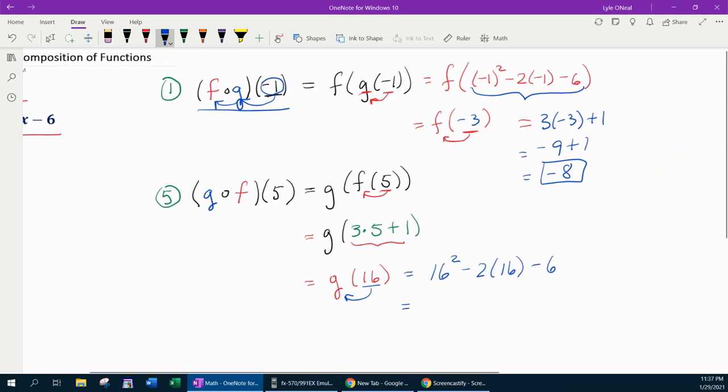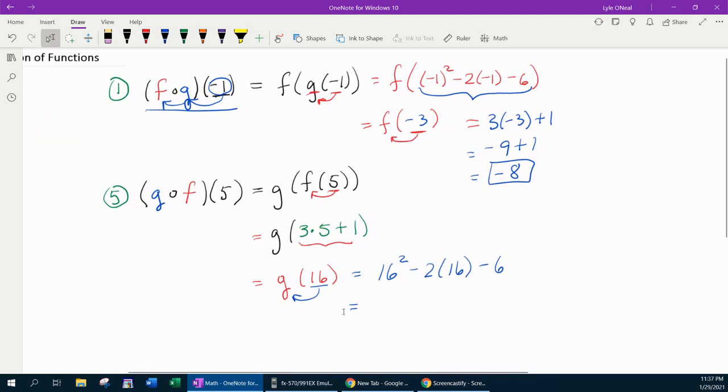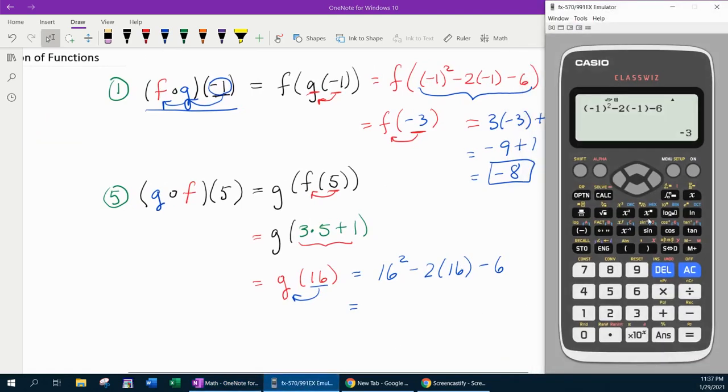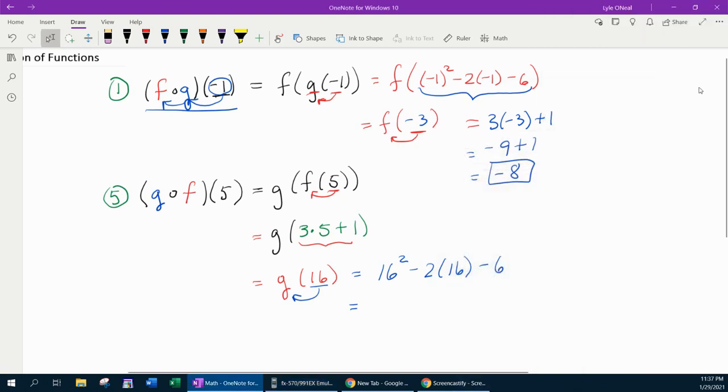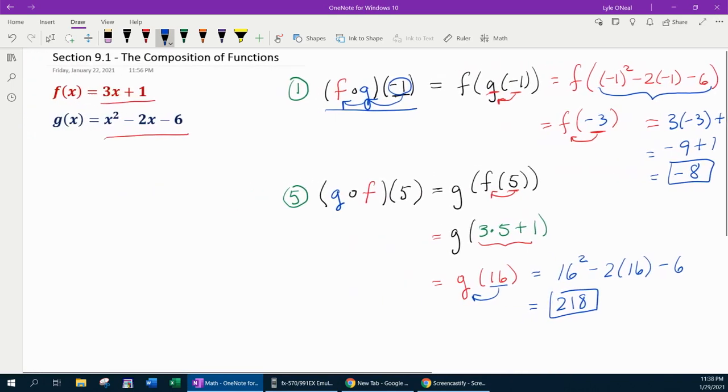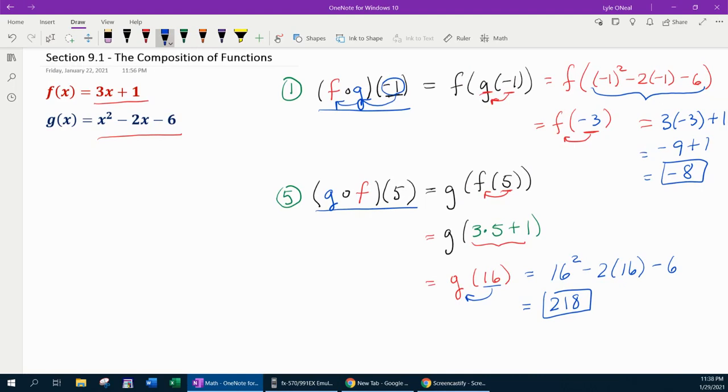And then again, to calculate all of that mess, I'm going to use the calculator. And I'm going to cheat a little bit. I'm going to scroll back, delete, and 16. So that's going to be 16 squared, delete, and 16. Minus 2 times 16 minus 6, 218. And then 218 is the answer. That is the answer to the original problem, g of f of 5.